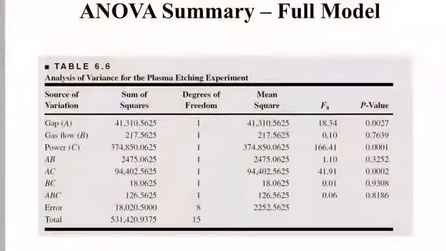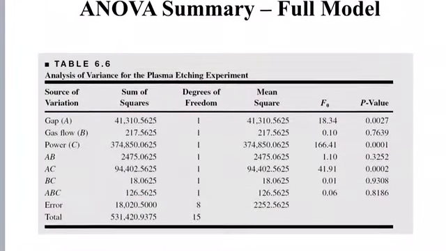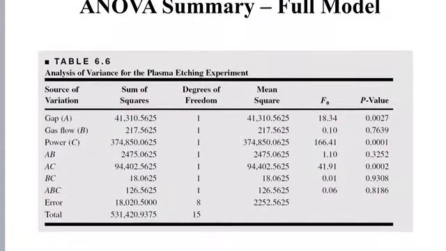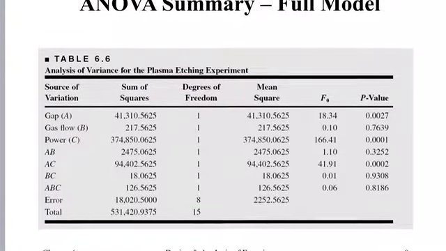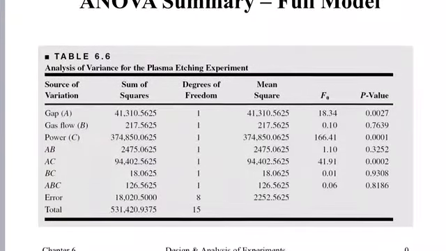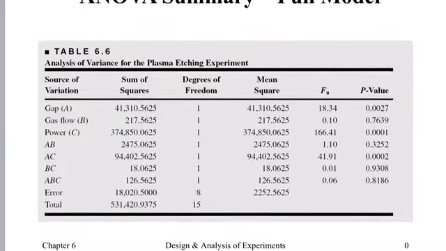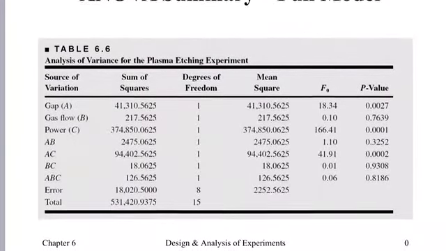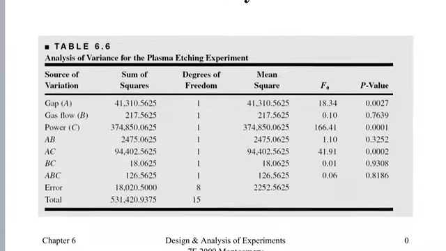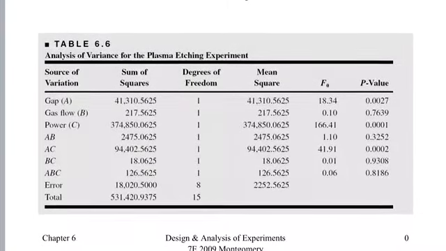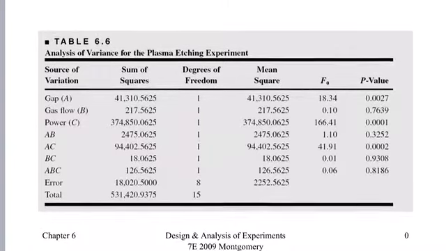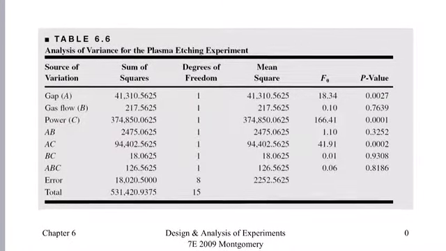I did some research and found a great example for this topic. It is a plasma etching experiment. It is from Purdue University. As you can see, there are 3 factors that affect this experiment: the gap, the gas flow, and power. The p-value is the error, the mean square error.